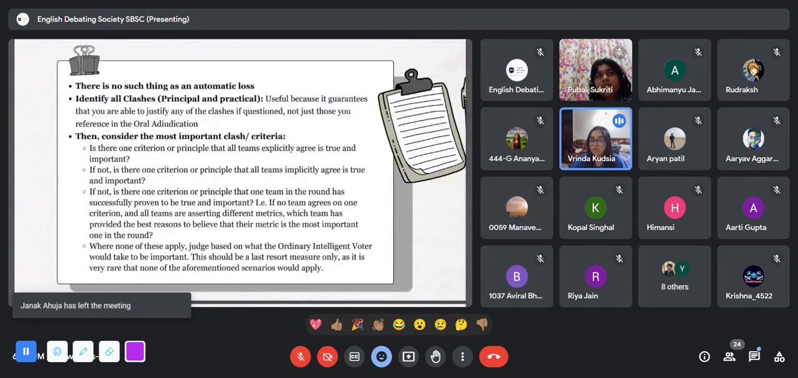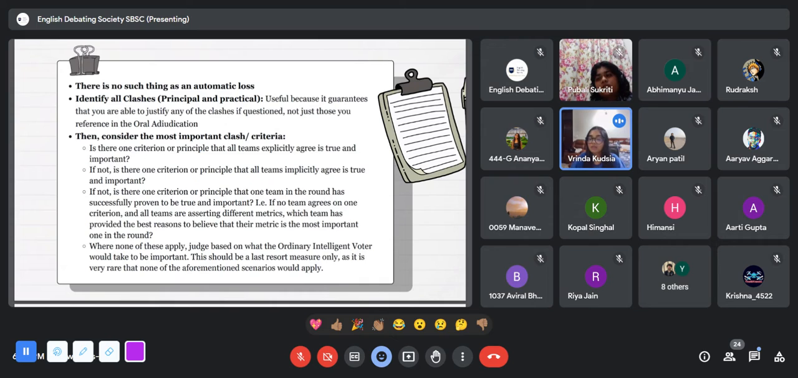Second, how do you go ahead and evaluate debates? First thing you do is identify all clashes or points of contestation. These can be practical argumentations, these can be principal argumentations also. The reason is that it guarantees that you're able to justify any of the clashes if questioned, and not just those you're referring to in your oral adjudication. What does this mean? You just have 7 minutes in your oral adjudication to explain the decision, which is why government won over opposition or vice versa.